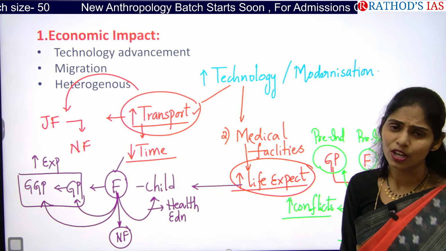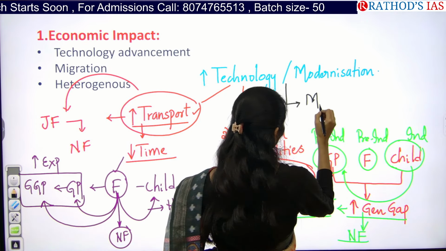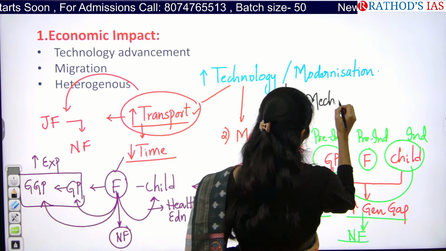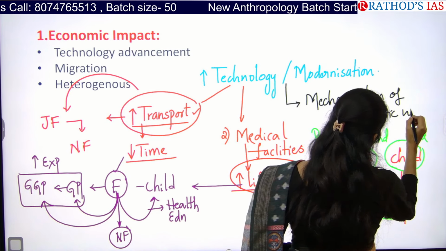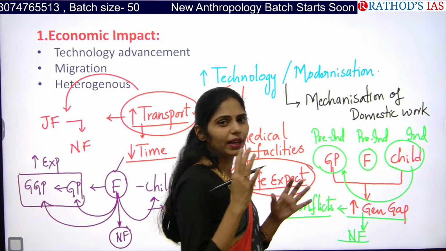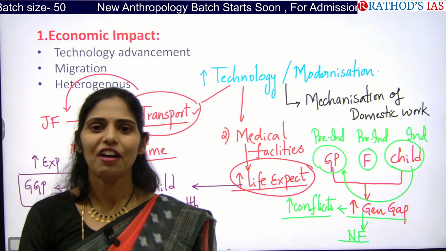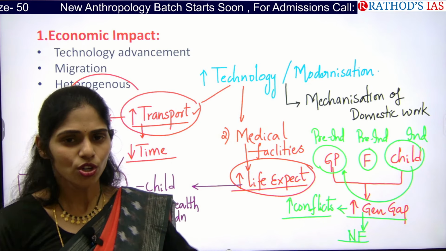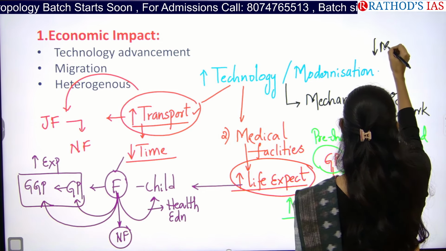Okay, let me give you one more example. Because of technology, we are going for mechanization of domestic work. For example, now you can see in many homes we have washing machines, roti makers, dishwashers. Yes or no? Because of these machines, do we need the manpower? No. So because of this mechanization of domestic work, there is decreasing manual labor.